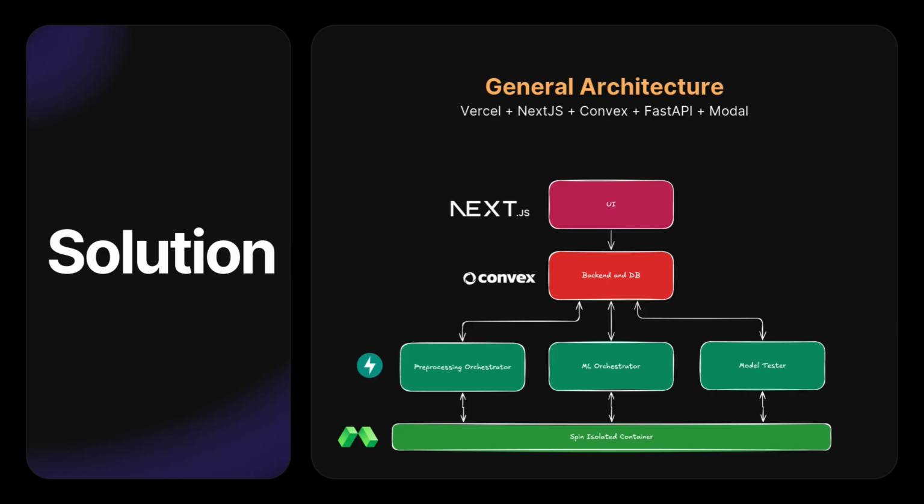The general architecture is very simple. I use Next.js for the front end, Convex for the backend and database, FastAPI for the orchestrators, and whenever I need to, I spin up Modal for the isolated containers. Again, since the agents are going to be generating and running code, all this is run inside a Modal.